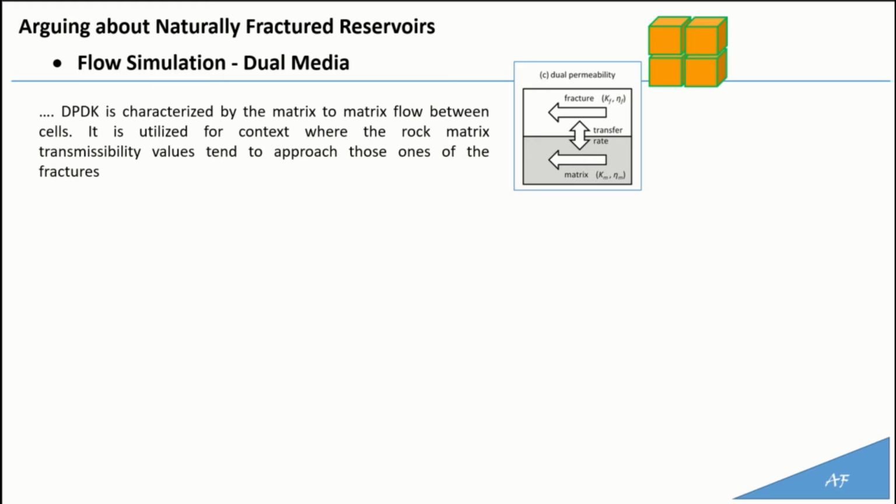Moving to the dual porosity dual permeability model, this model is utilized for contexts where the rock matrix transmissibility values tend to approach those of the fractures. The matrix-to-matrix flow between cells is also effective, being function of matrix permeability and matrix-to-matrix interface area. Therefore, in this model also the matrix-to-matrix flow between cells is active. The drawback is that the computational times are about doubled, suggesting to use as much as possible, when suitable, the simple dual porosity single permeability model.